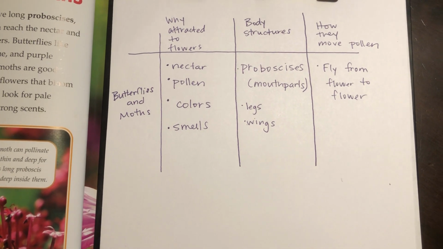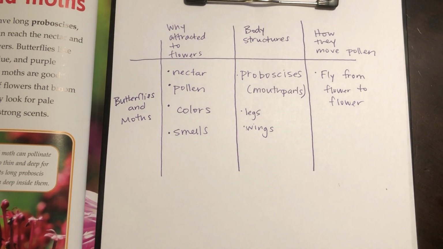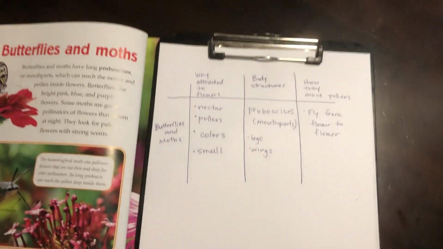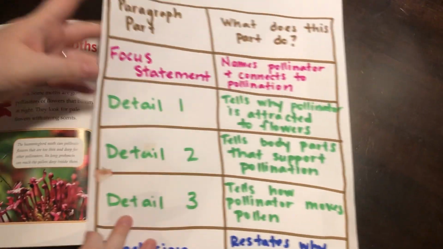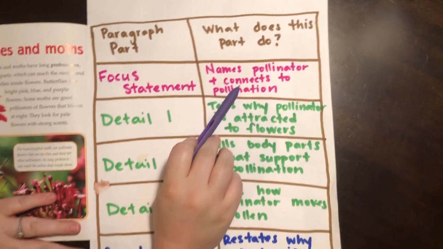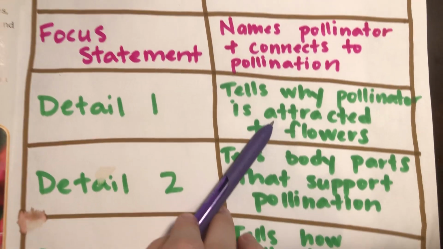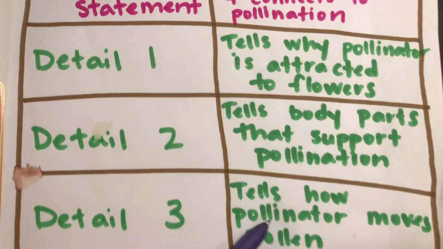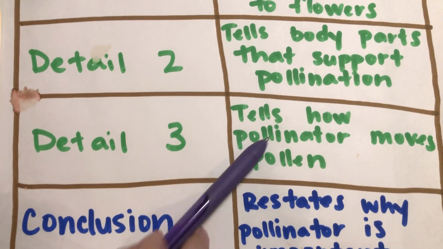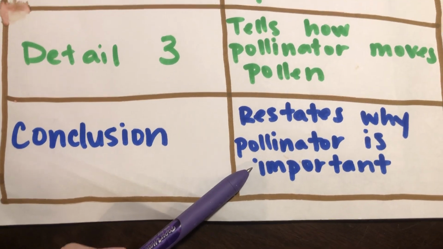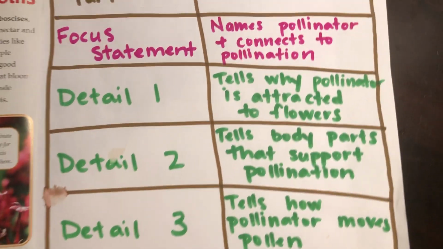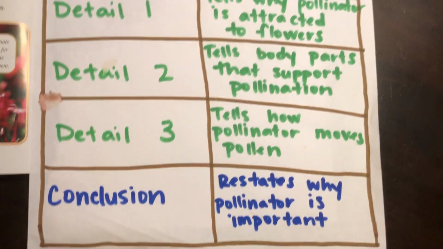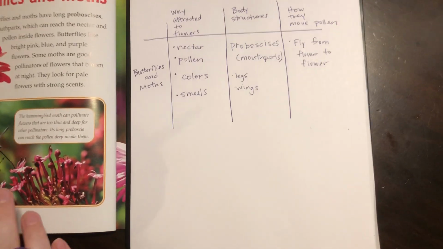All right, friends, kiss your brains. We have taken some really strong notes, and now we're going to put these notes into our pollinator paragraph. So again, let's look at the parts. We're going to name our pollinator, tell why it's attracted to flowers, talk about its body parts that support the process, tell how it moves pollen, and then just remind our reader what we're talking about. So we're going to aim for a total of how many sentences? 1, 2, 3, 4, 5. We're going to try to get 5 sentences, okay?